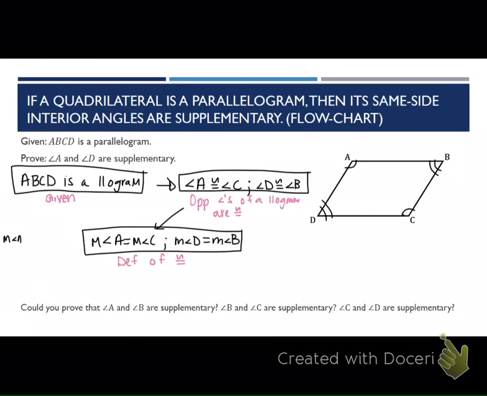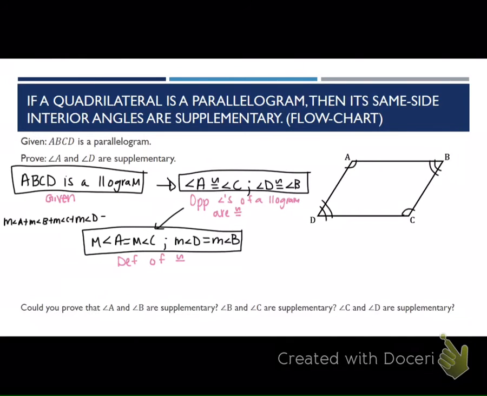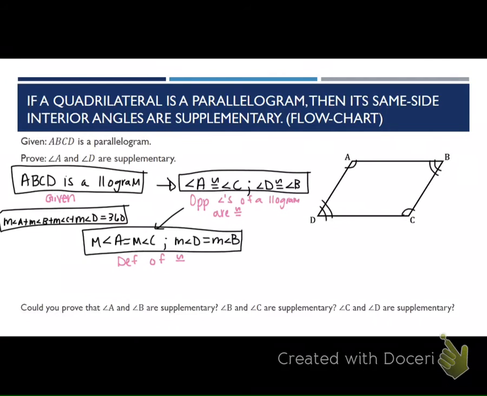The measure of angle A plus the measure of angle B plus the measure of angle C plus the measure of angle D equals 360, because quadrilaterals add to 360 degrees.